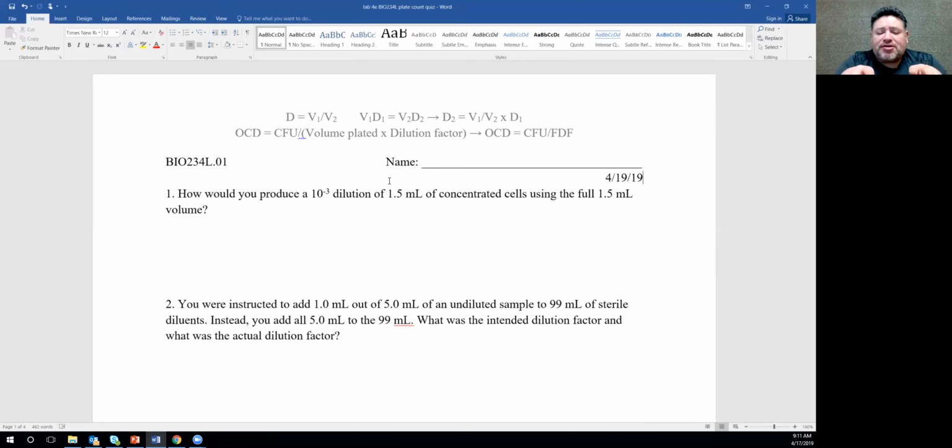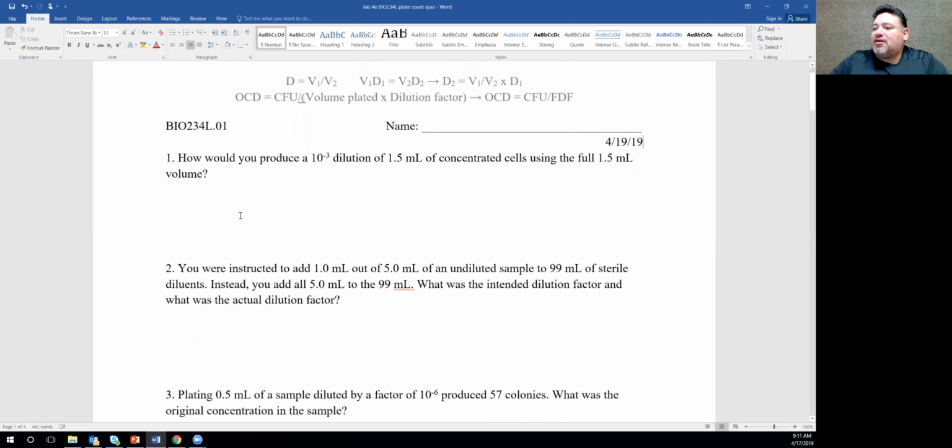So the big picture here is that somebody hands you a vial, a test tube of microorganisms, and your job is to calculate the concentration of these microorganisms. How many colony-forming units per milliliter are there in the original cell density? Okay, that is the goal here. And so we start with some pedantic parts here.